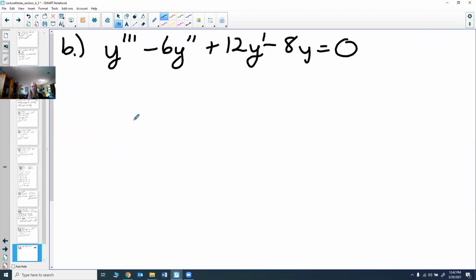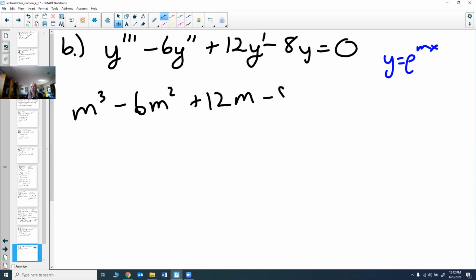Let's try another one. So we've got y triple prime minus 6y double prime plus 12y prime minus 8y equals 0. Again, we are using the fact that y equals e to the mx. We're plugging that in, finding that when you take the third derivative of this, you will get an m cubed. When you take the second derivative, you get an m squared. When you take the first derivative, you get an m. When you take no derivative, you get no m. Each one of these has an e to the mx in it. We pull that out, and that's where we get our auxiliary equation.